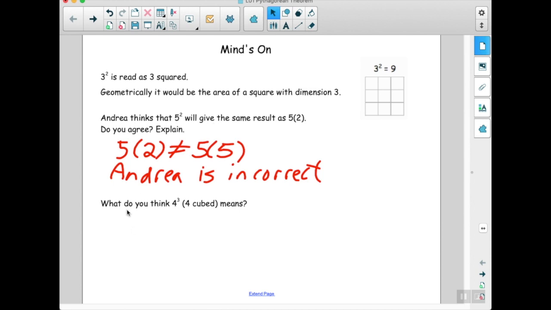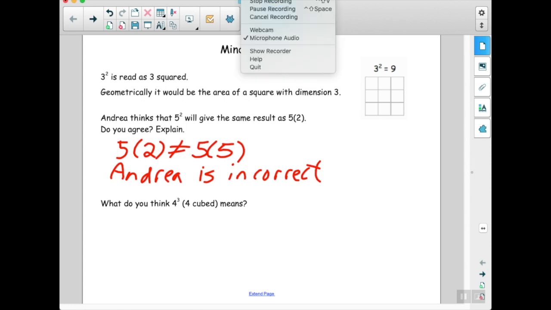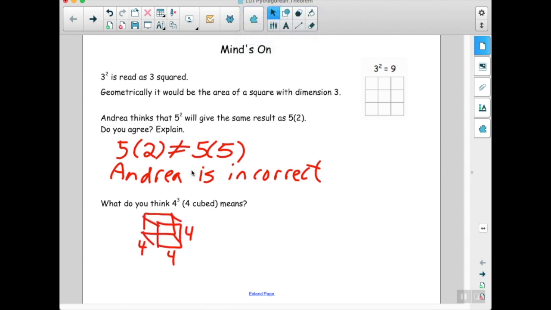Now, when we have an exponent 3 there, why is it called cubing? What does it mean? I'm going to give you time to think about that. It's called cubing because geometrically this would make a three-dimensional object. It makes a cube, 4 by 4 by 4. That's why it's called cubing.